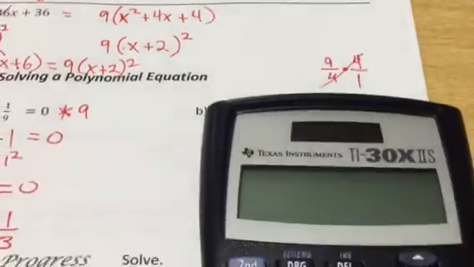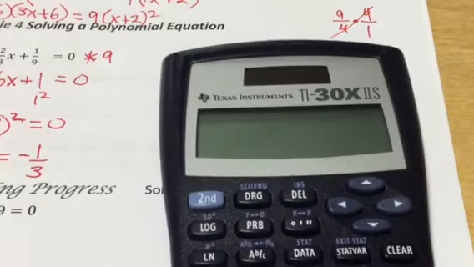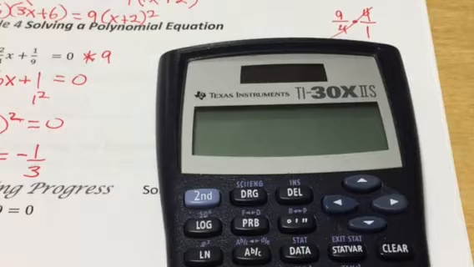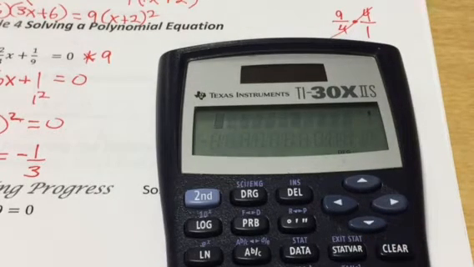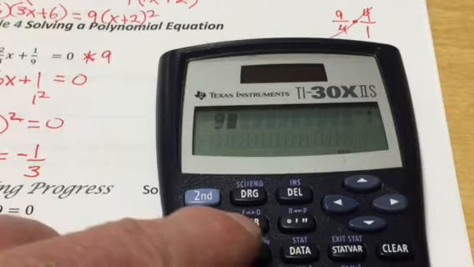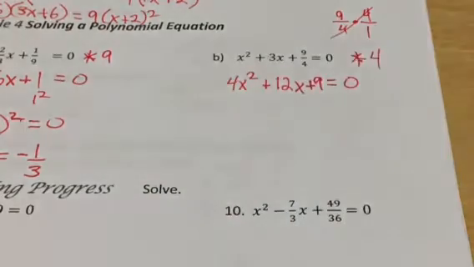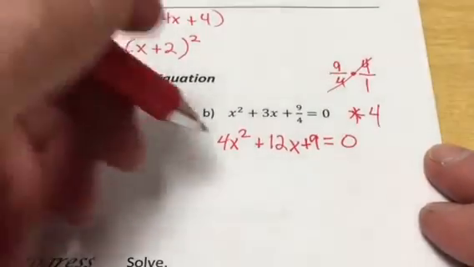Okay, if you didn't know, this is how you would do 9/4 on the calculator. Here's your fraction key, this one right here. And so I'm going to turn it on, clear it, and we're going to do 9 fraction key 4 times 4. And that's 9. So either way you slice it, it's 9, and now we have this trinomial.